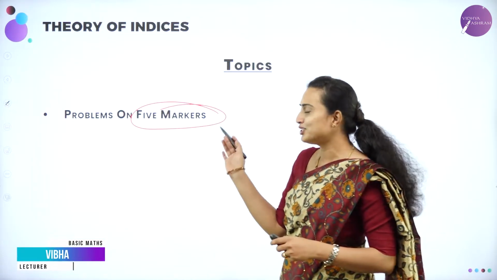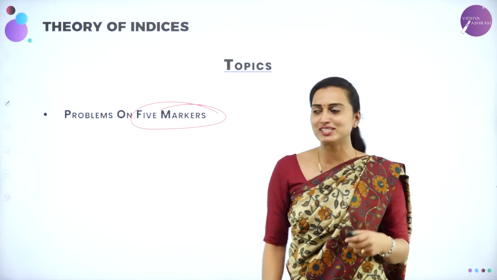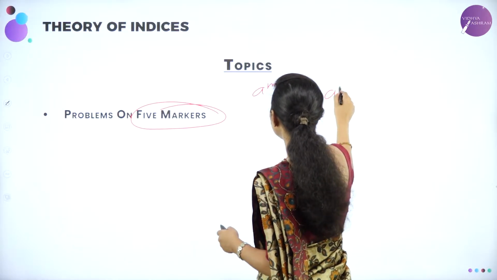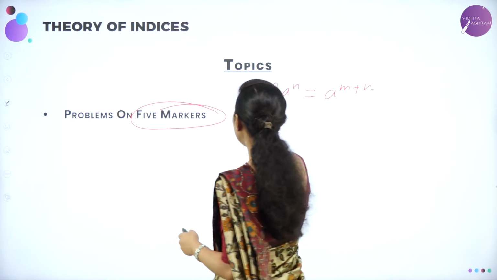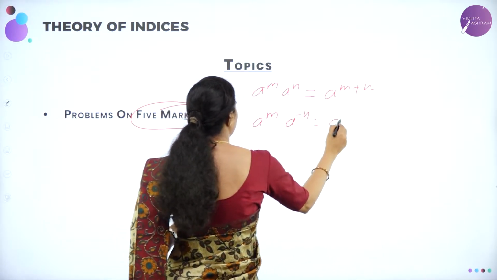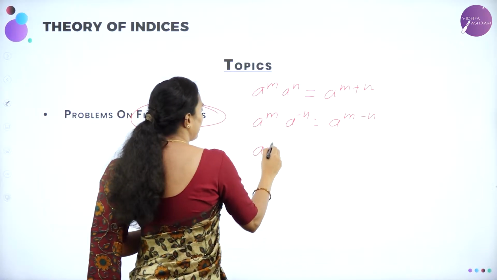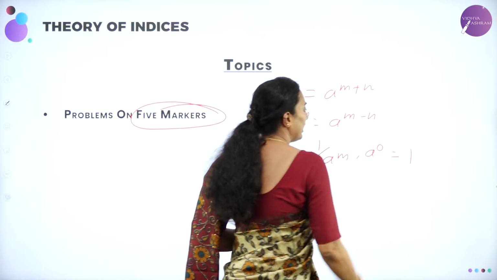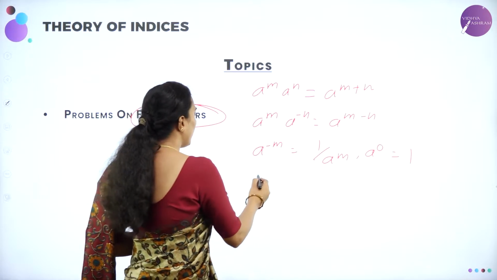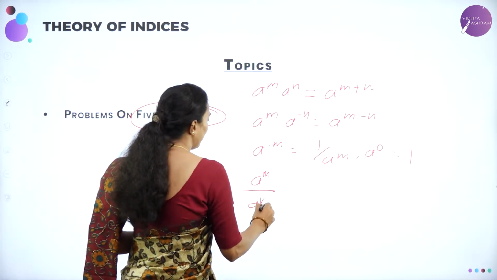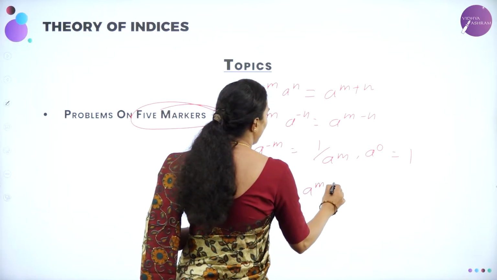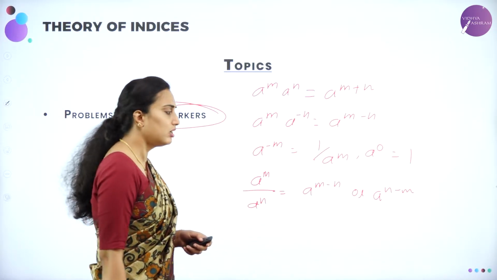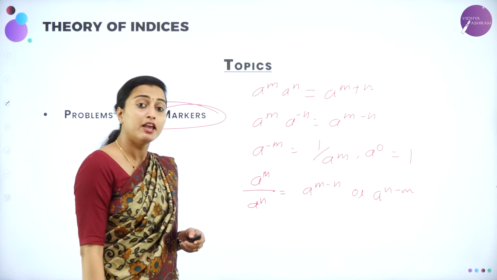Before solving, I am going to give you the formulas that we are going to use here. We have a power m into a power n can be written as a power m plus n. Similarly, a power m into a power minus n can be written as a power m minus n. A power minus m can be written as 1 divided by a power m. A power 0, or anything power 0, will be equal to 1. We have a power m by a power n can be written as a power m minus n, or if it is lesser, a power n minus m, correct? If m is greater than n, and if n is greater than m.